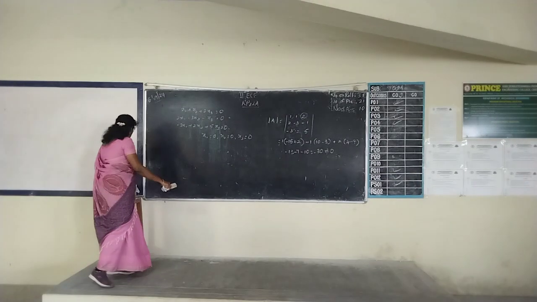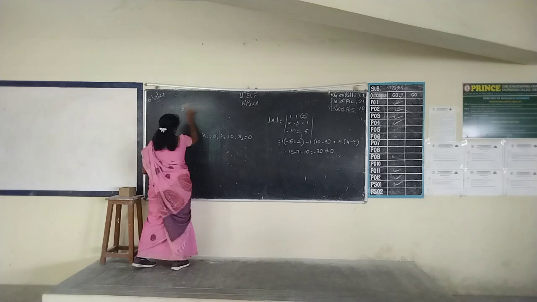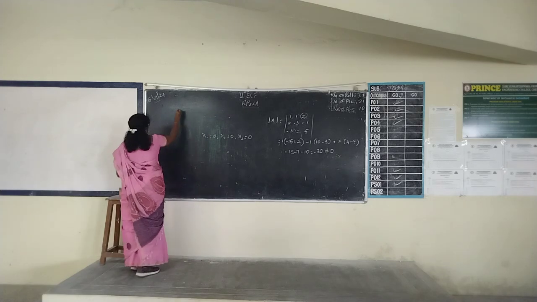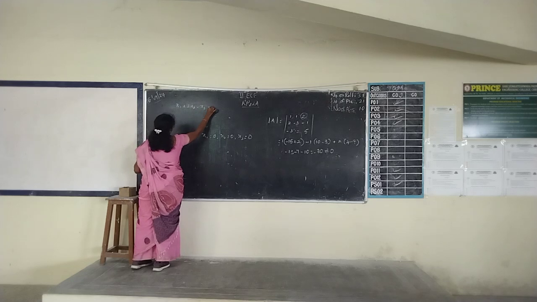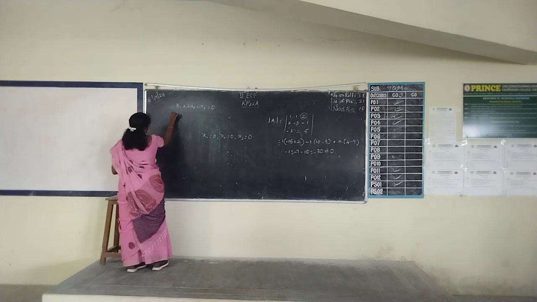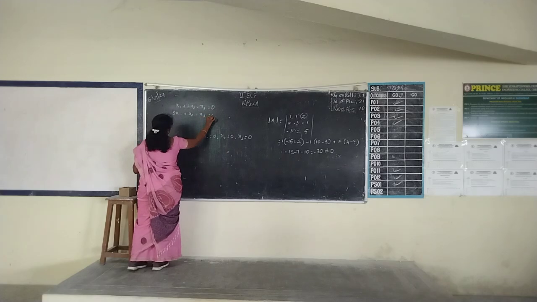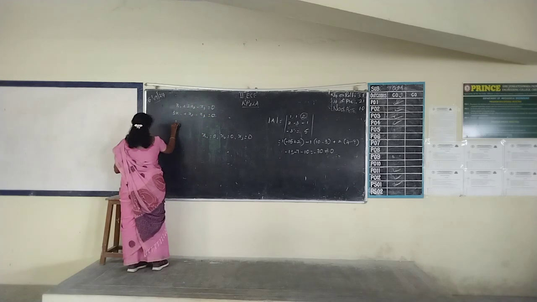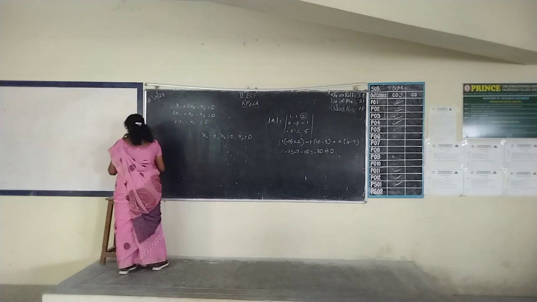Okay. Next one. Go to the equations. x1 plus 2x2 minus x3 equal to 0. 3x1 plus x2 minus x3 equal to 0. 2x1 minus x2 equal to 0.